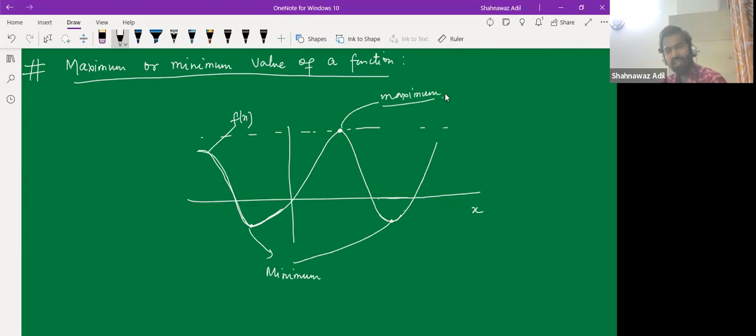Okay, so this is the pictorial representation of the maximum or minimum value of a function. So you have a function like this, right? And if we want to know the maximum and minimum value, we have to figure out where the curve is changing its behavior. So from here, here, and here we can see, and this is the maximum value, and these are the two minimum values.